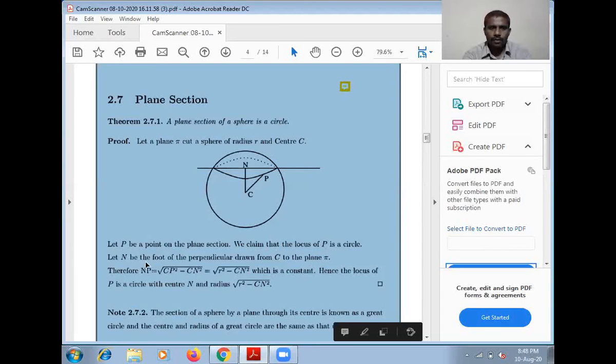Let n be the foot of the perpendicular drawn from c to the plane pi.